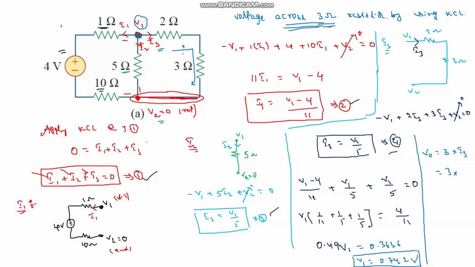Now the voltage drop is 3 multiplied by I3. Here we got the expression for I3, which is V1 by 5. Then 3 into V1 by 5 is 3 into 0.742 divided by 5. Solving this value gives 0.445 volts. This is the answer. Okay.